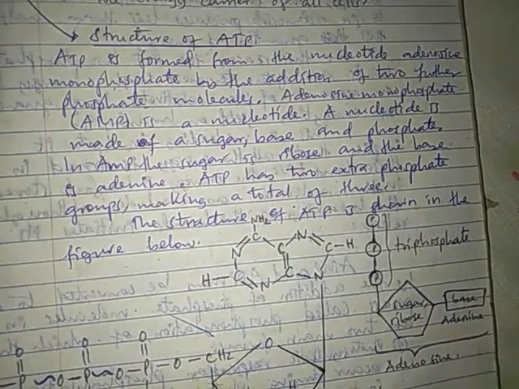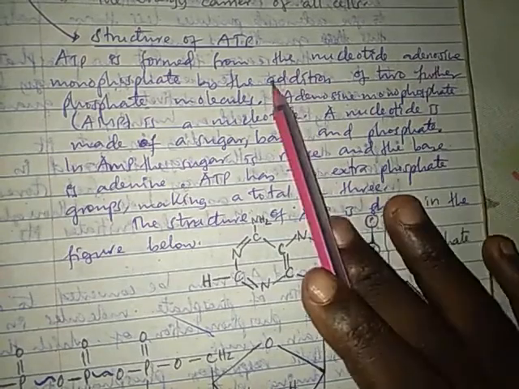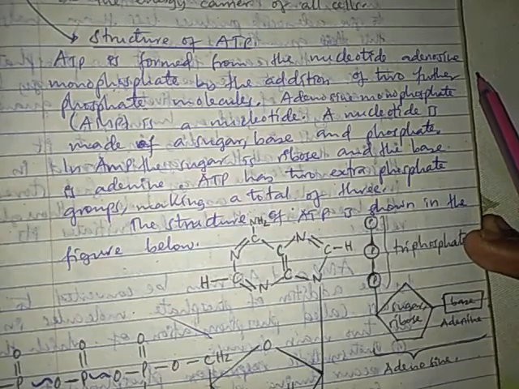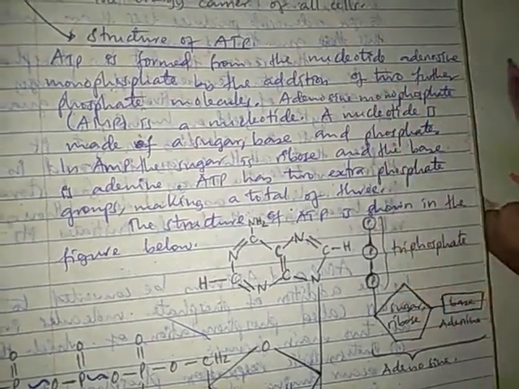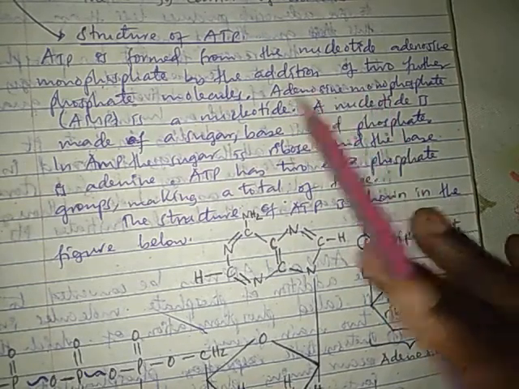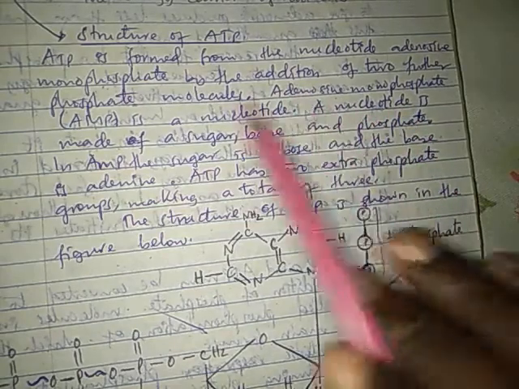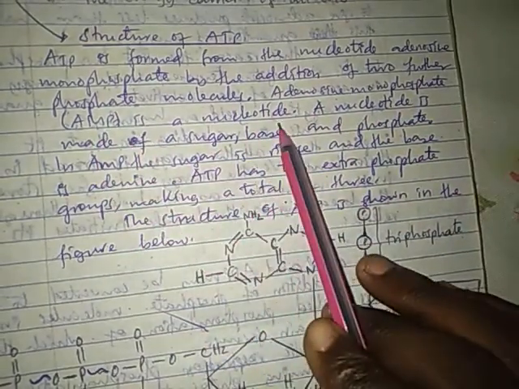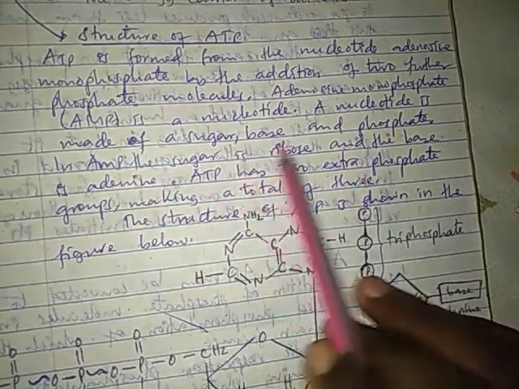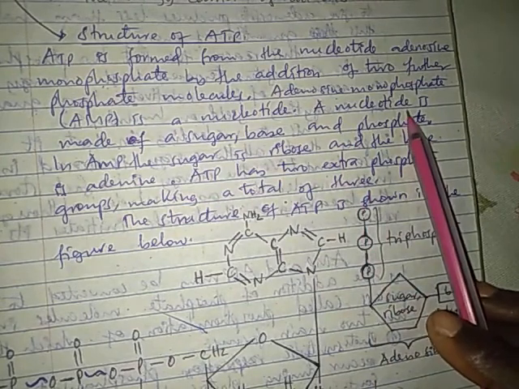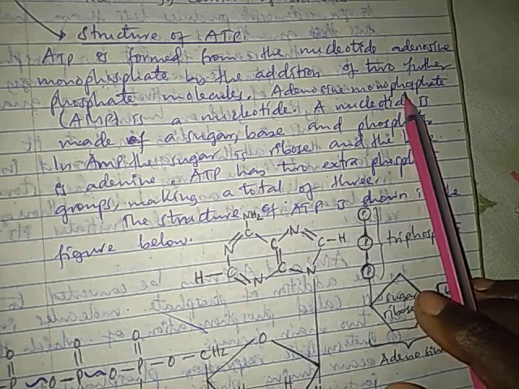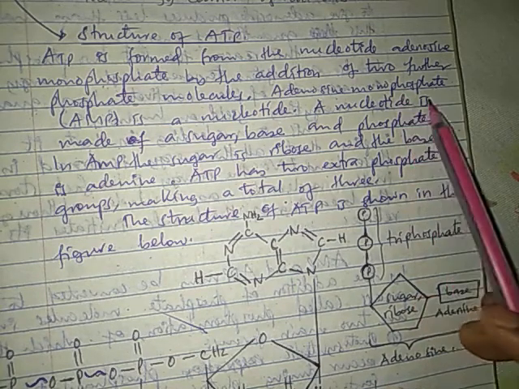Kwenye structure for ATP, ATP is formed from nucleotide adenosine monophosphate. Na kama tulivyo discuss kule mwanzoni kwamba ATP yenyewe ni coenzyme. So it is formed from the nucleotide adenosine monophosphate by addition of two further phosphate molecules. Now adenosine monophosphate, AMP, is a nucleotide. A nucleotide is made of sugar, base and phosphate. So whenever you hear about a nucleotide, it is made up of three things: a base, sugar and a phosphate.